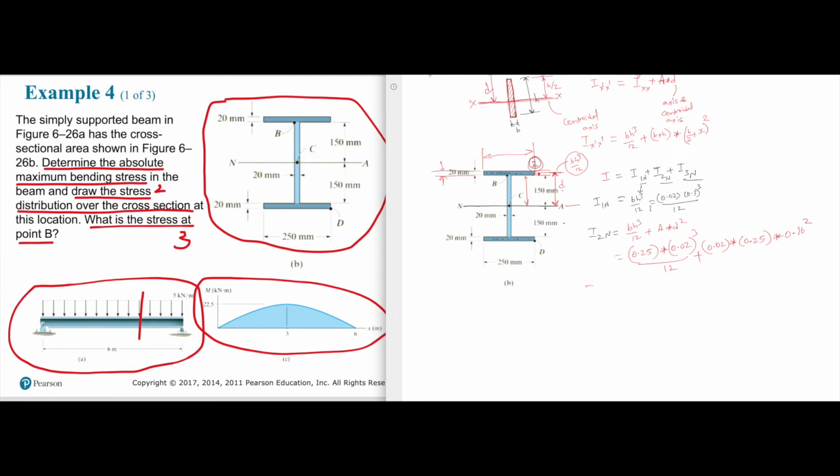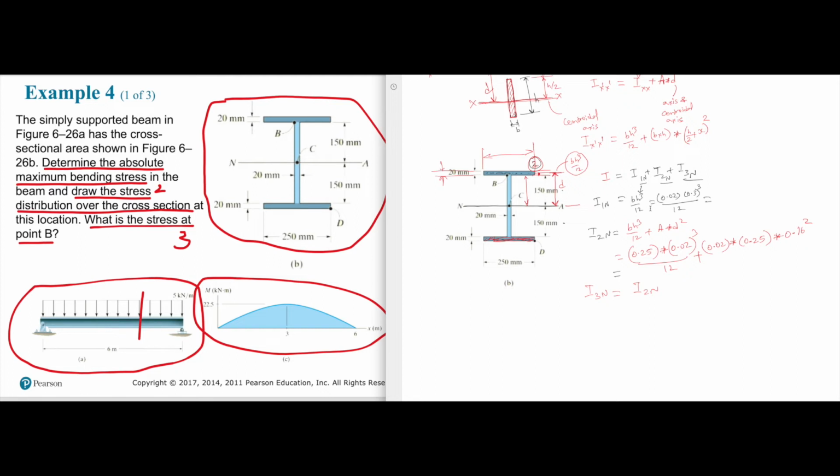What is the moment of inertia of the third shape with respect to the neutral axis? Due to symmetry, 3 looks exactly the same as 2. So we will just write the same I, right? So how much is this? Take your calculators and then do this.